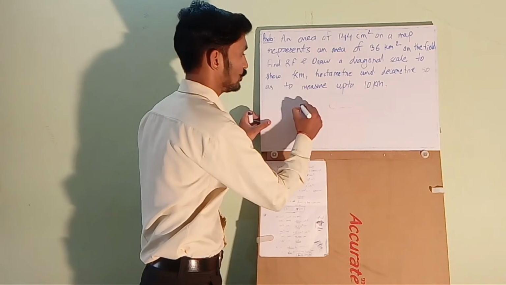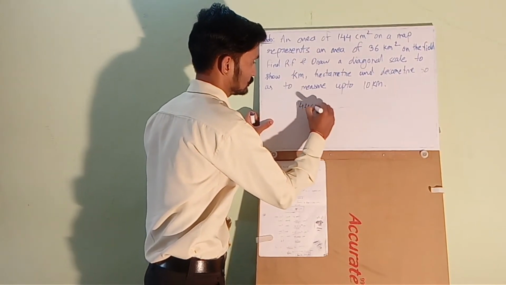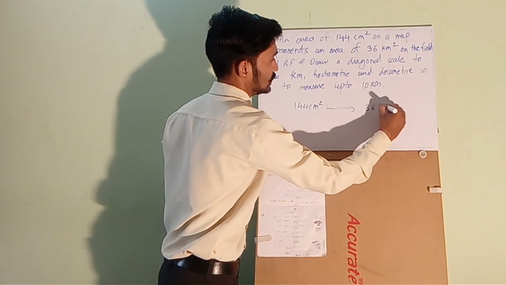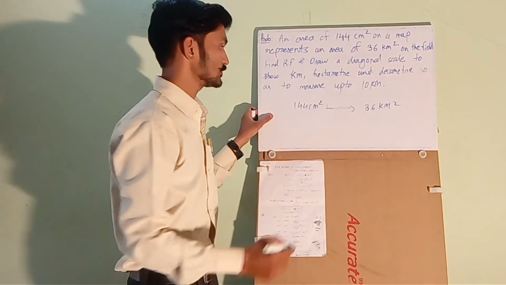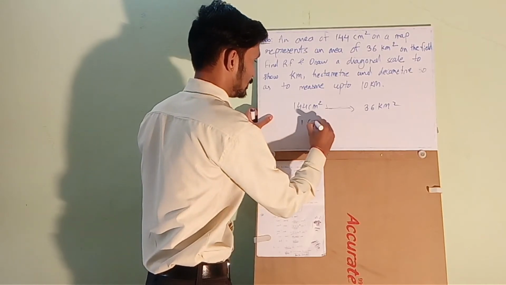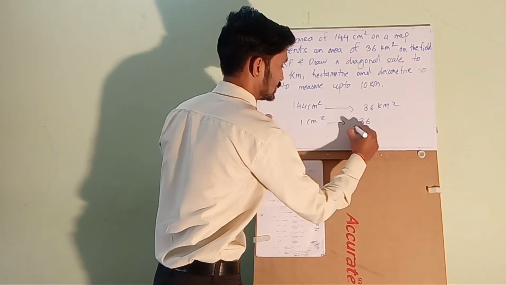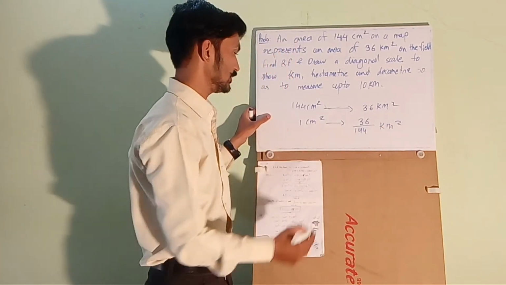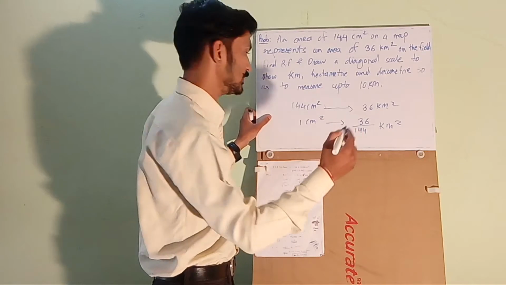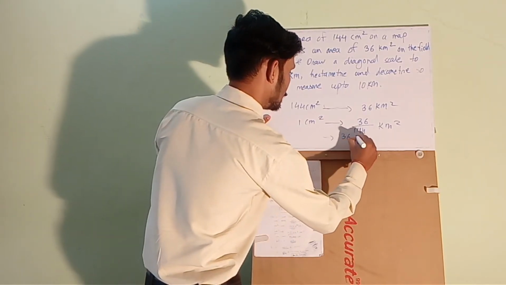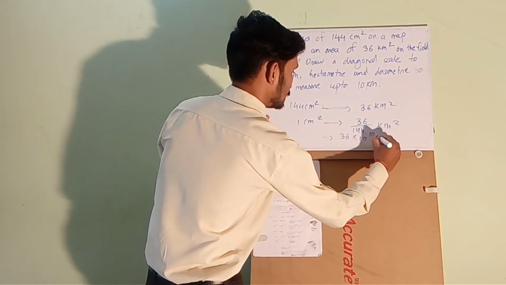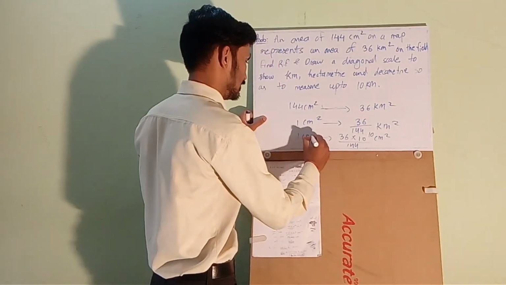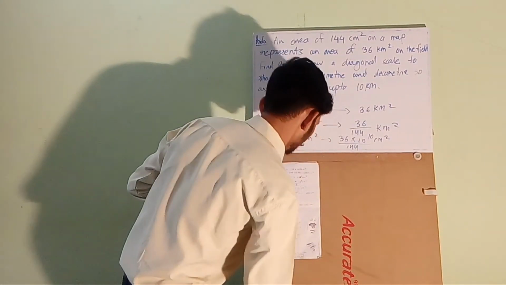So 144 centimeter square is represented by 36 kilometer square, or 1 centimeter square is represented by 36 divided by 144 kilometer square. Convert kilometer square into centimeter square. Simply 36 into 10 to the power 10 centimeter square divided by 144, 1 centimeter square.